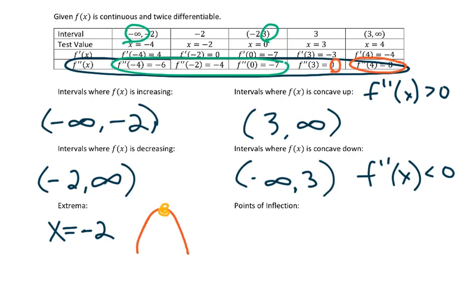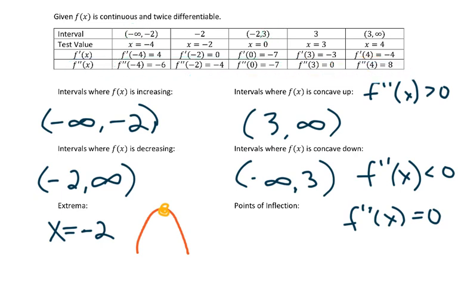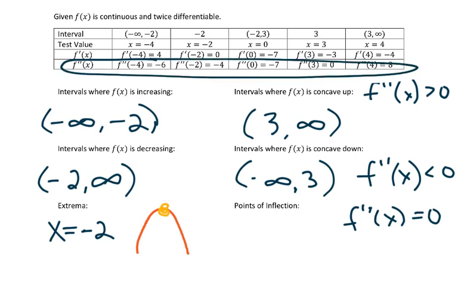Alright, and the last part here, points of inflection. So remember, you're looking for two things. You're looking for where the second derivative is 0, but you're also looking for where there's a change in sign, so positive to negative, or negative to positive. Let's take a look at this second derivative row here, and I'm going to look at where it's 0. There's only one place here where it's 0.